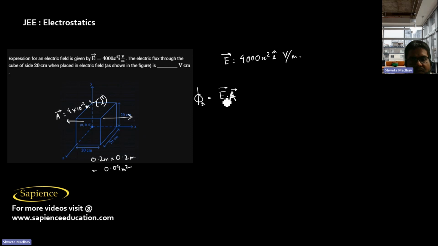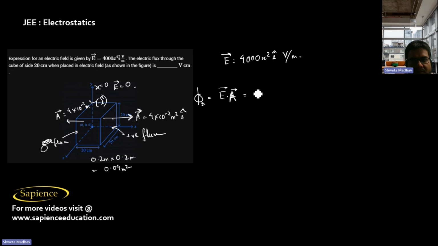This will be E dot A for this surface, and for the other surface the area vector is towards plus i cap, 4 into 10 power minus 2 meter square i cap. So for this surface we will have positive flux, and for the other surface negative flux. But at x equal to 0, on the yz plane, the electric field is 0. So there will be 0 flux.